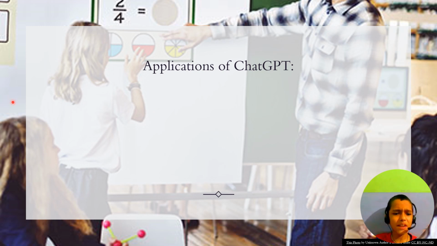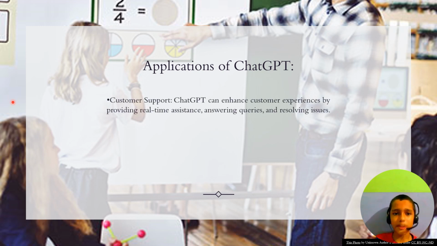So first comes customer support. ChatGPT can make customer support better by helping people when they have different questions or problems. Like every software, every company has customer support. We call them on the toll free number and they help us. But what happens if we want the solution immediately, right now? ChatGPT can help us with that. So ChatGPT is like a virtual assistant that can provide you instant help.